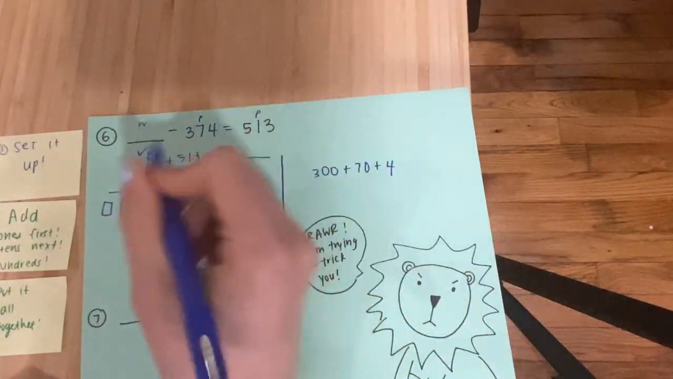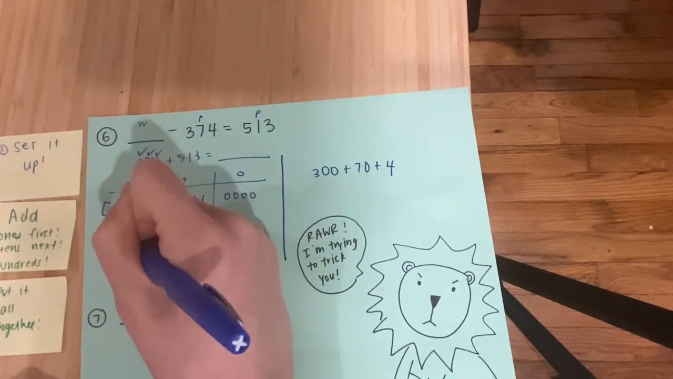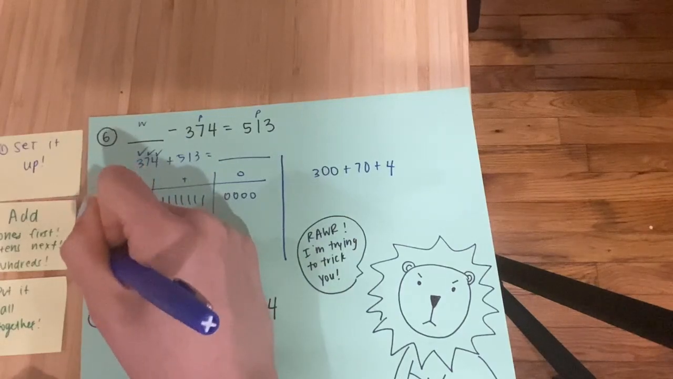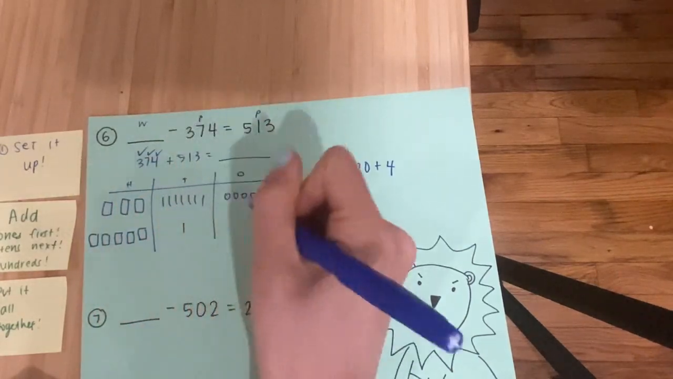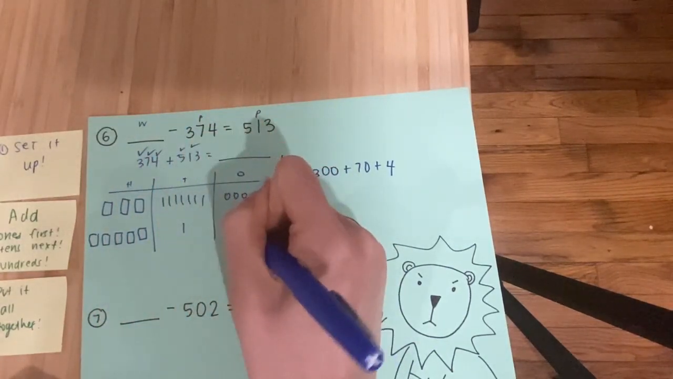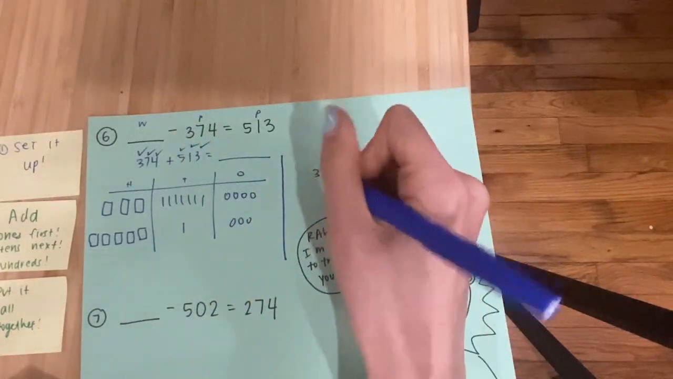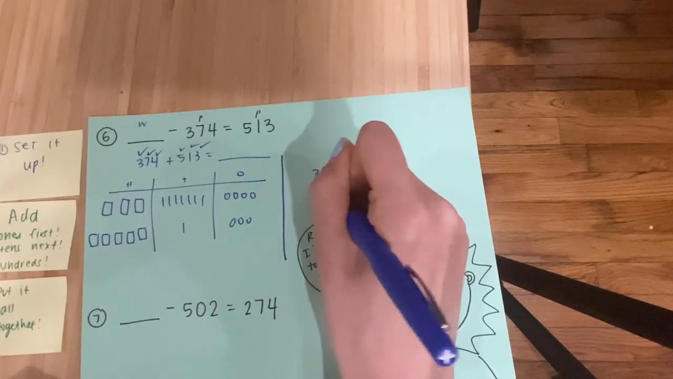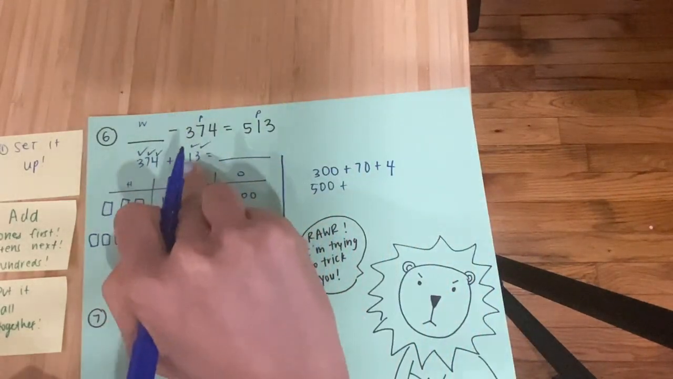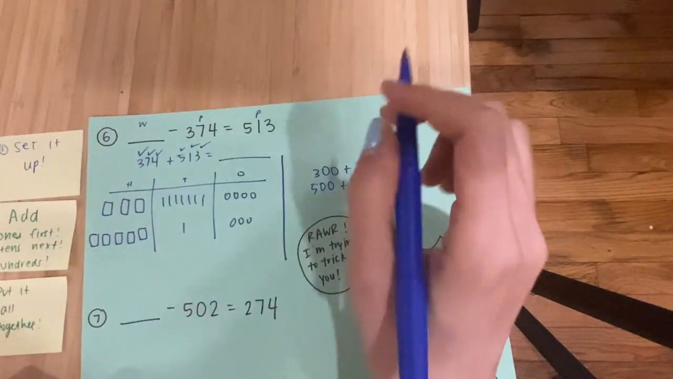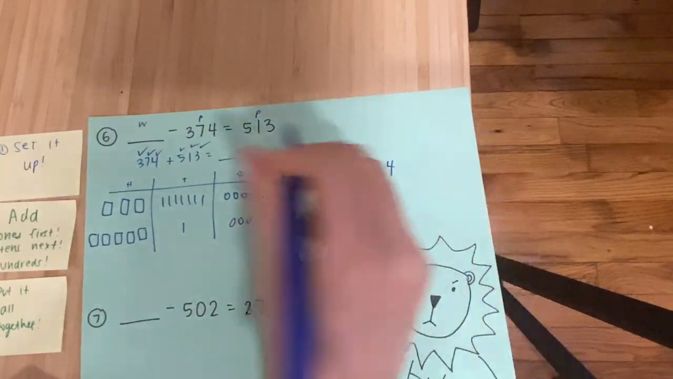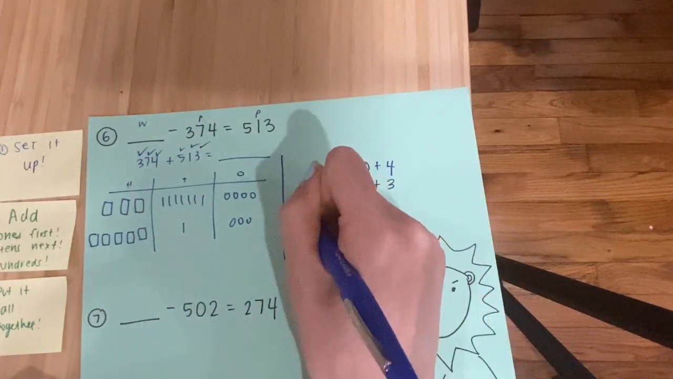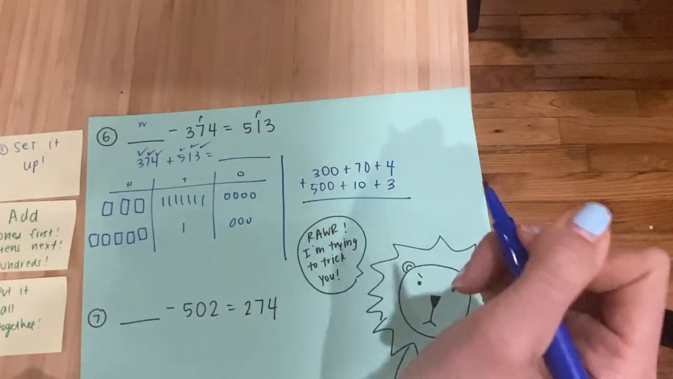Next number, 513. That's 5 hundredths, 1 ten, and 3 ones. 1, 2, 3. Check. Let me write that number in expanded notation. So the value of 5 is 500, plus the value of 1 ten is just 10, plus 3 ones, that's just 3. Put a plus sign so I know I'm adding.